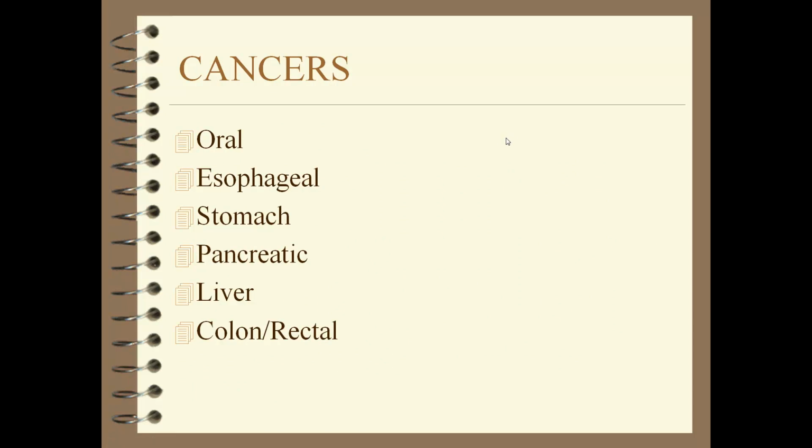So different kinds of cancer in the GI. You all know about these: oral cancer, esophageal, stomach, pancreatic, liver, colon, and rectal cancer. All cancers of the GI system.